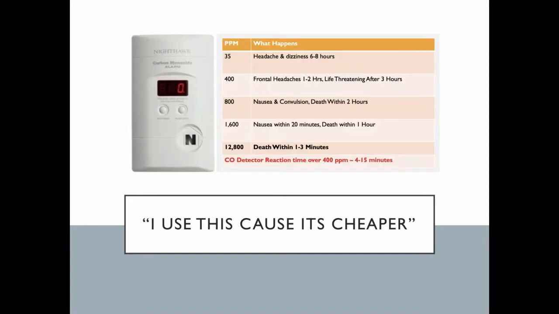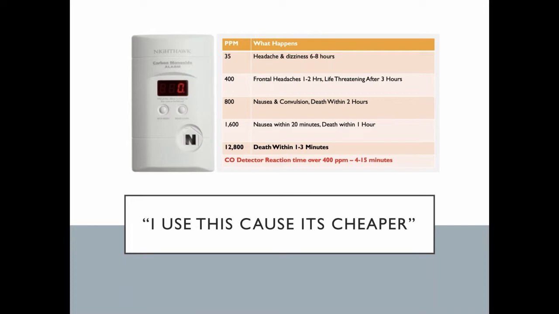Why is carbon monoxide so dangerous? This screen is from Bacharach, and it goes all the way from 35 parts per million up to 12,800 parts per million. At 12,800 parts per million, you have death within 1 to 3 minutes. Now, I always wondered, how do they know that? Did they have some sort of job fair where they said, hey, we're going to put you in a room for 3 minutes and you'll get paid all kinds of big bucks?